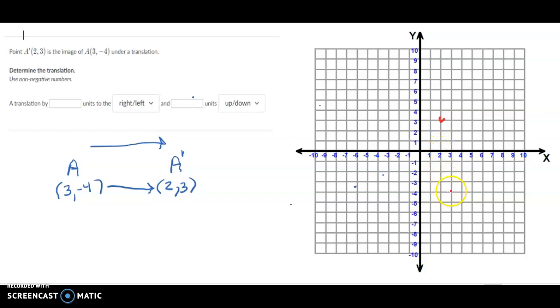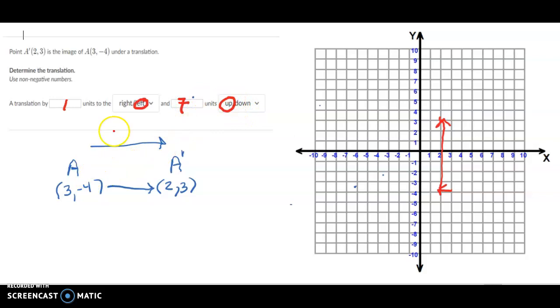So to get from this point to the other point, we have to move 1 to the left, and we have to move 1, 2, 3, 4, 5, 6, 7 up. We have to move 7 in that direction. So the movement is translation of 1 to the left, and you'll have to drop down this menu and tell it you're going to the left. And then 7 units up.